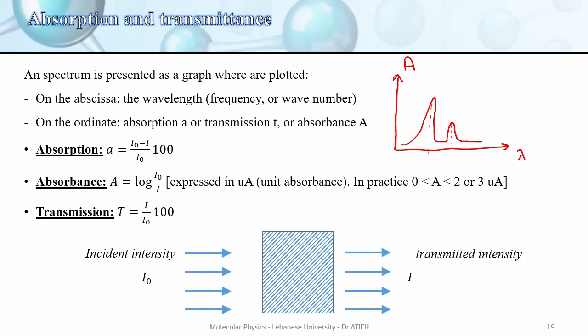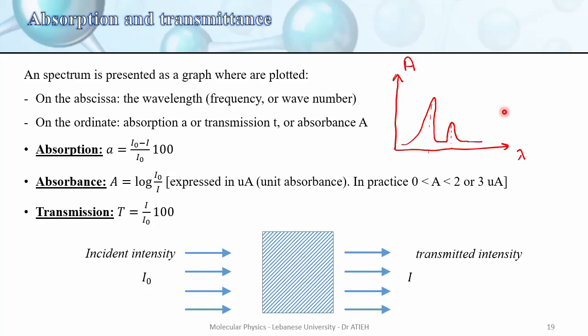And this quantity is related to the concentration of molecules that are found inside the sample. So when absorption increases, it means that the concentration of the molecules inside our sample increases. They are related together. We will see how by a law called Beer-Lambert.